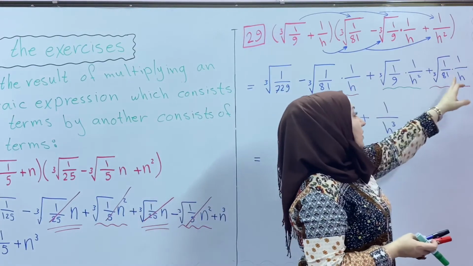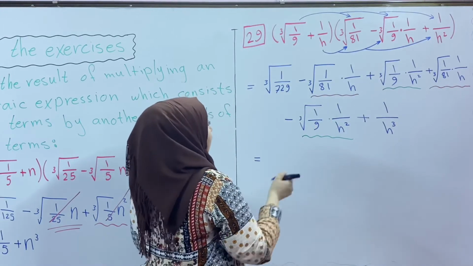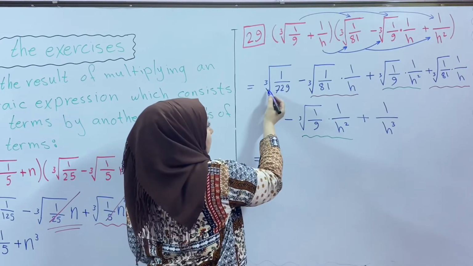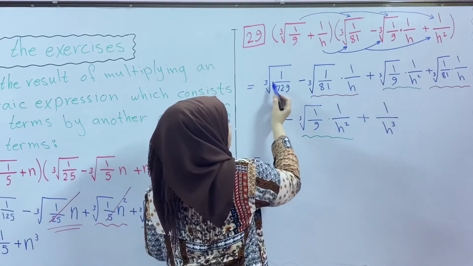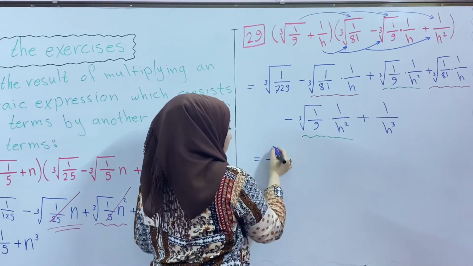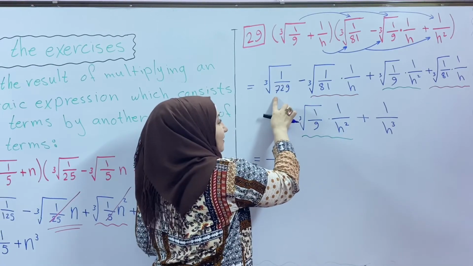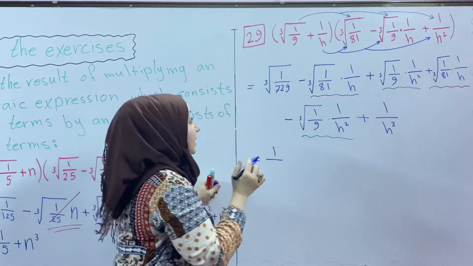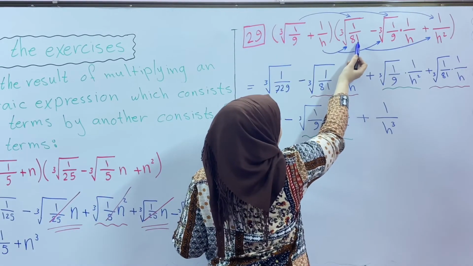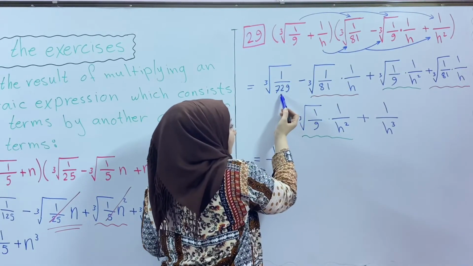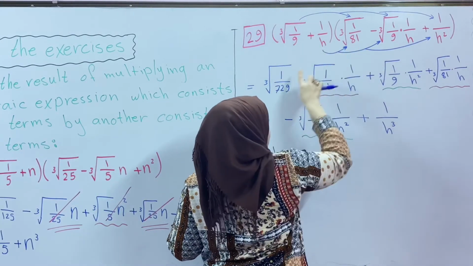1 on h with 1 on h. Now we can simplify. The first term, cubic root of 1 on 729. That means the cubic root of 1 will be 1. The cubic root of 729 is 9 because we multiply 9 by 81 and we get 729. That means 9 multiplied 9 multiplied 9 will be 729.